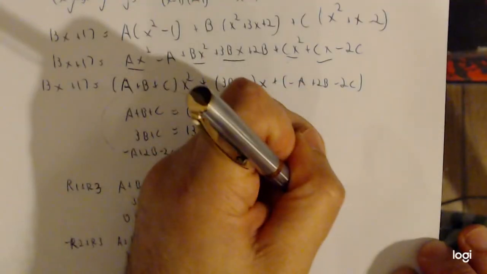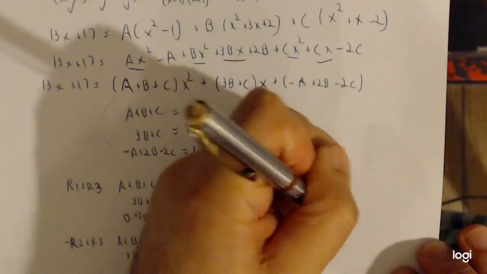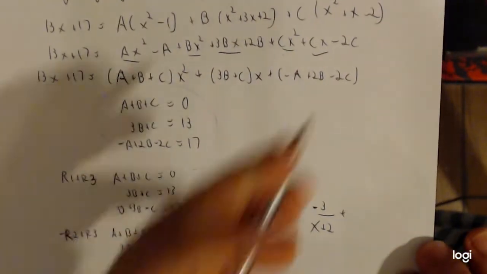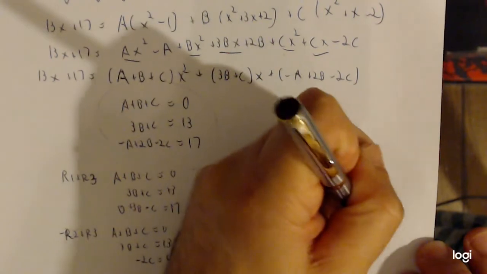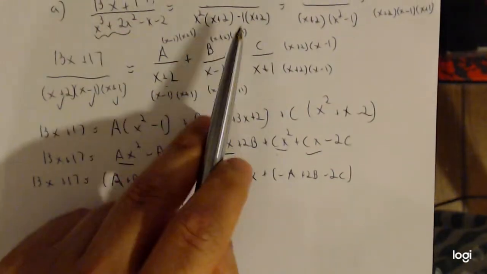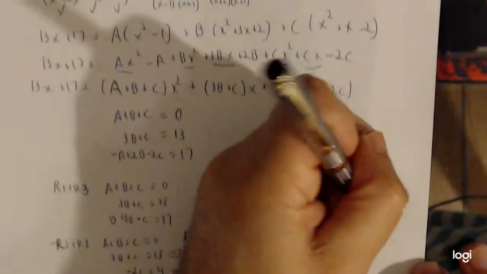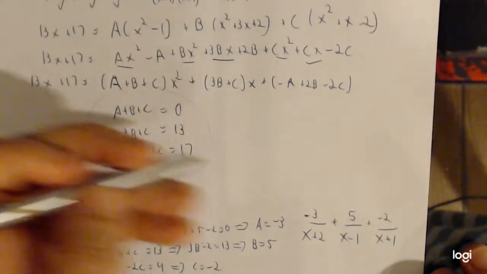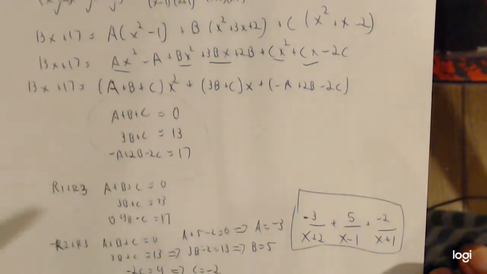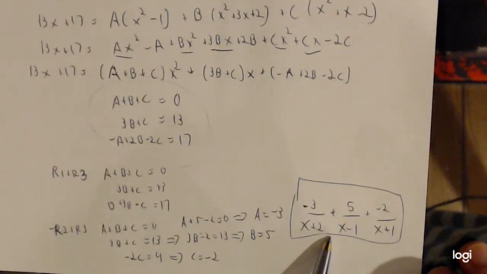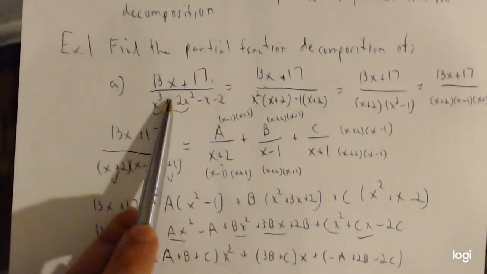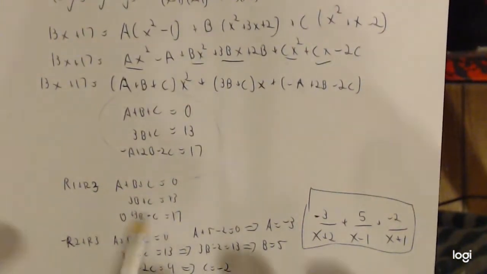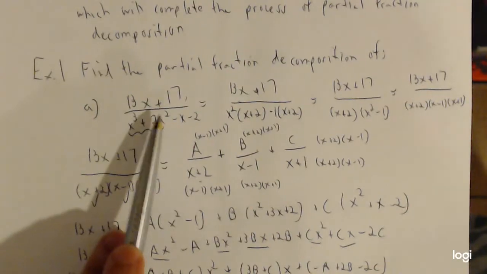So my answer is negative 3 over x plus 2 plus, and then what was b? It was b over x minus 1, and then b is what? 5 over x minus 1. And then lastly, it was c over x plus 1, and c is negative 2, so it'll be plus negative 2 over x plus 1. And see, these are my partial fractions. In other words, what am I saying? If we combine these, get a common denominator, and add them together, I'll get that back. Okay, so this is my partial fraction decomposition of that fraction right there.